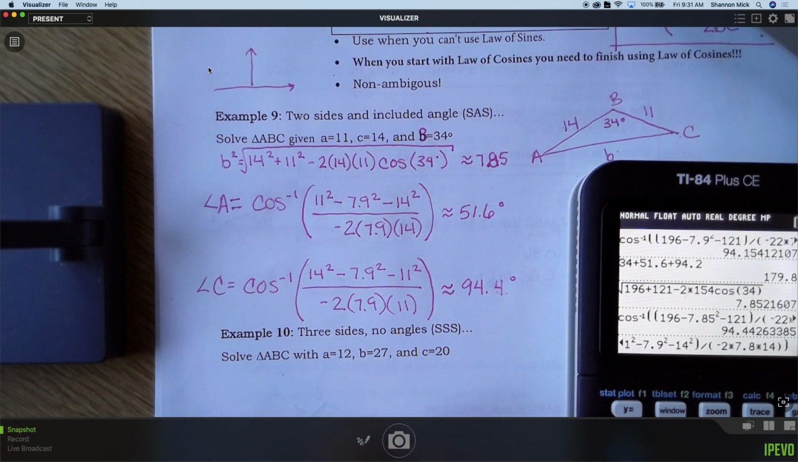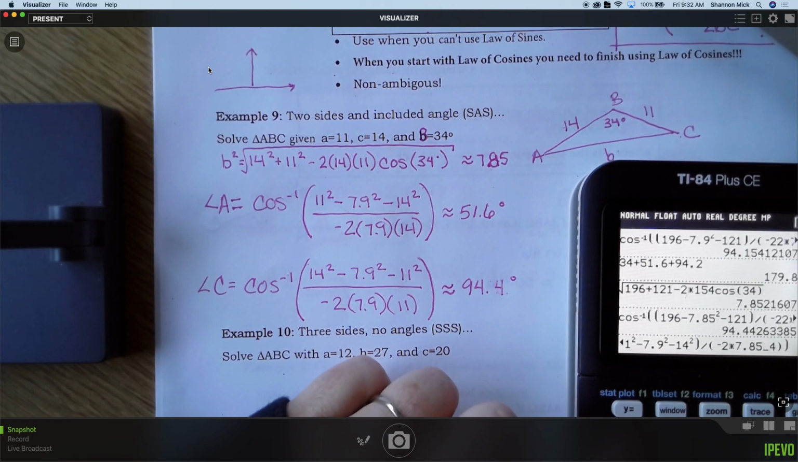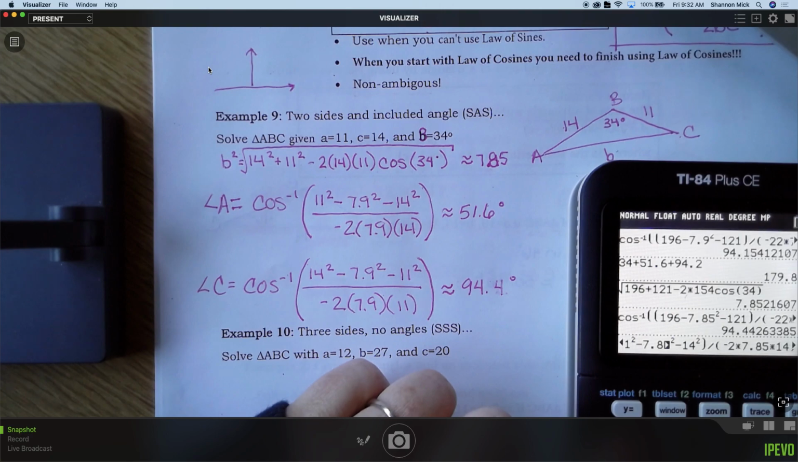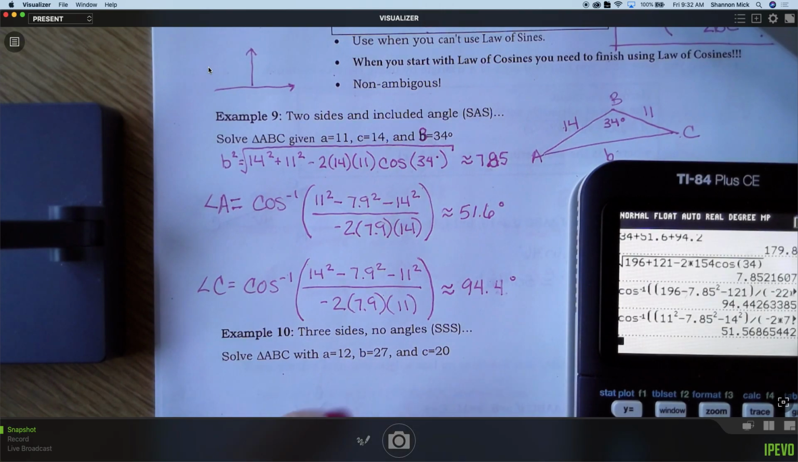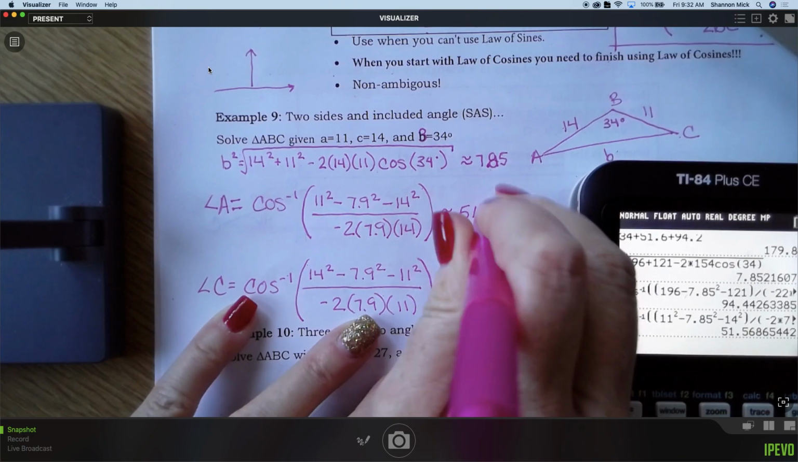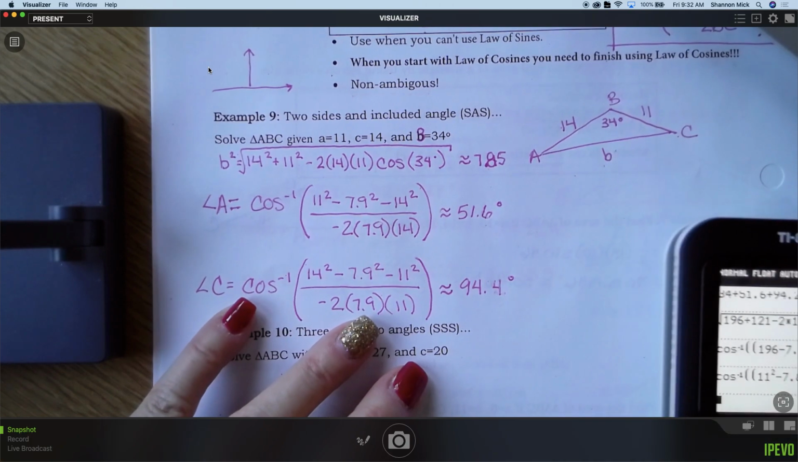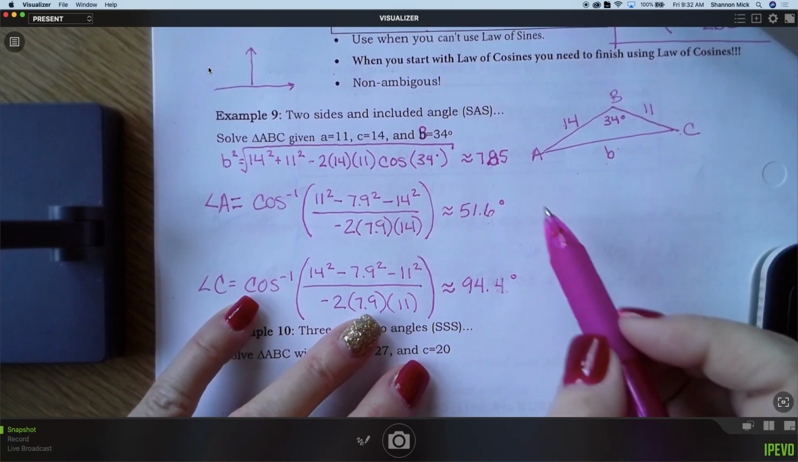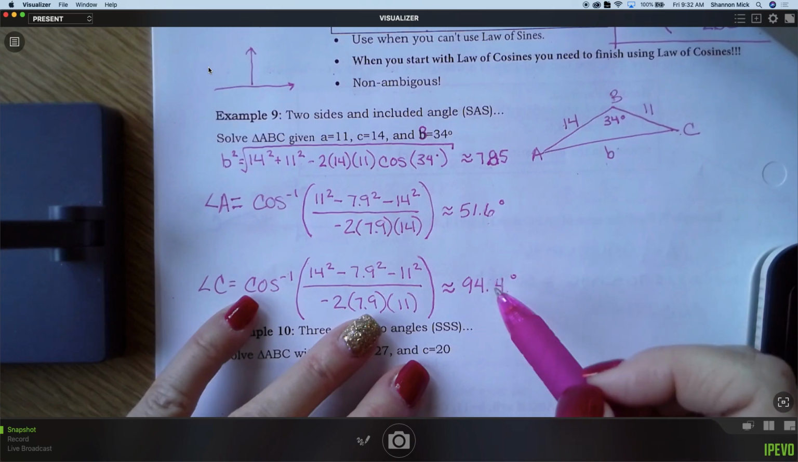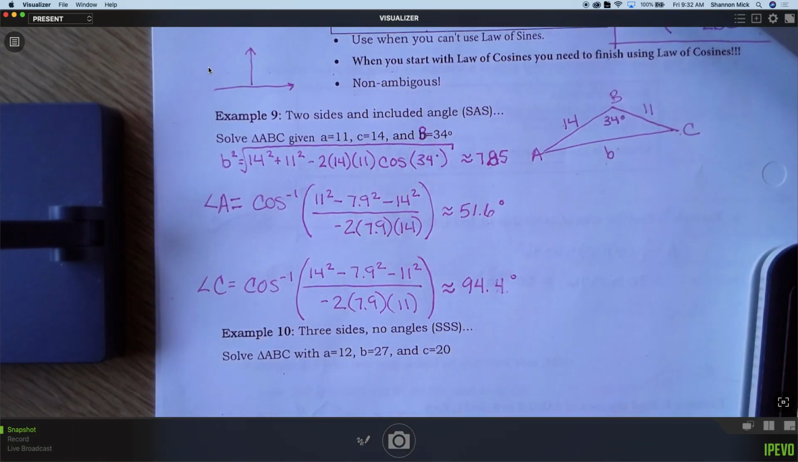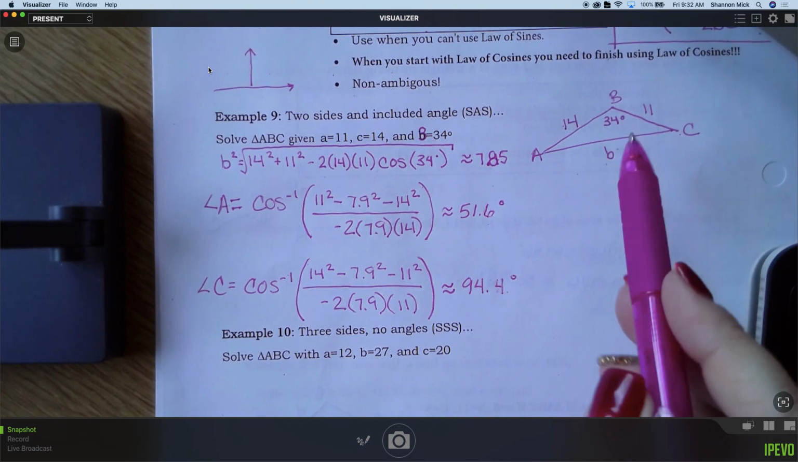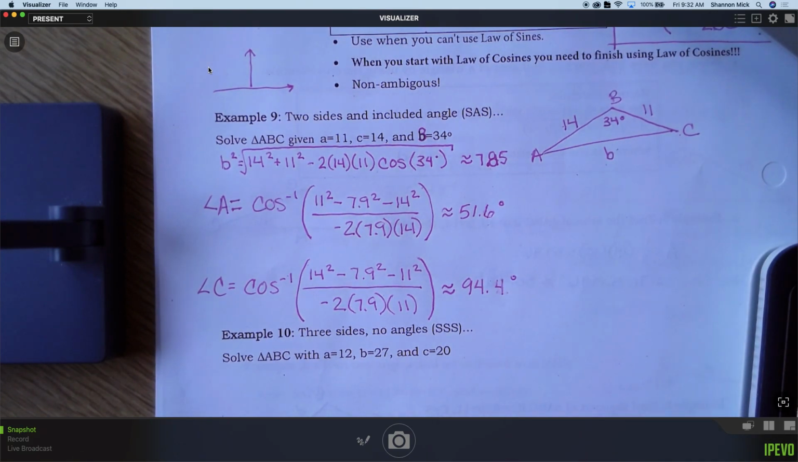Yes. Okay, so 8, 5, and 8, 5, and so I get 51.6. Oh, it is still 6. So now do I have 180? Yes. And I knew there was a problem because I had a 0.6 and a 0.2. So when you're done with this, should you always check your angles and make sure you have 180? Yes.